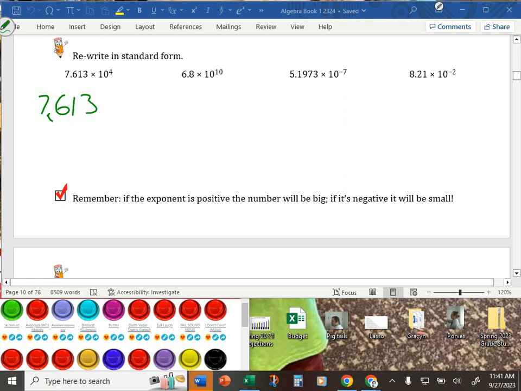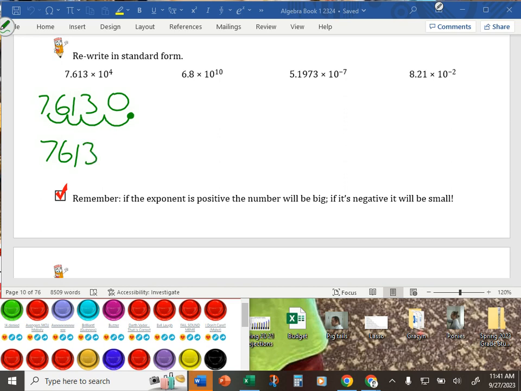So 7.613, you move it to the right 1, 2, 3, 4 times. Uh-oh. What do you suppose goes in that empty space? I think it's a 0. It is a 0. Your original value was 76,130. Okay? 76,130. The exponent tells you everything. It tells you what direction and how many times to move it.